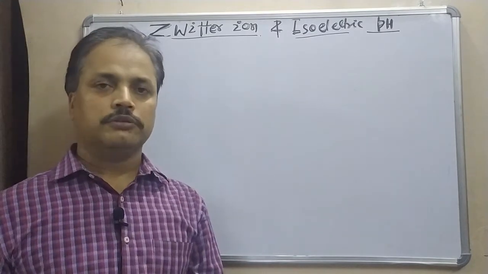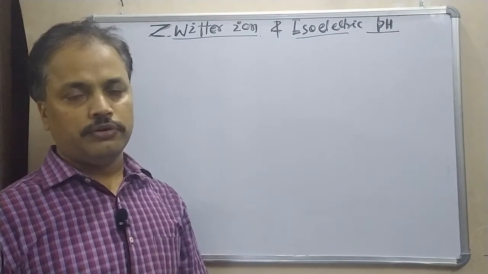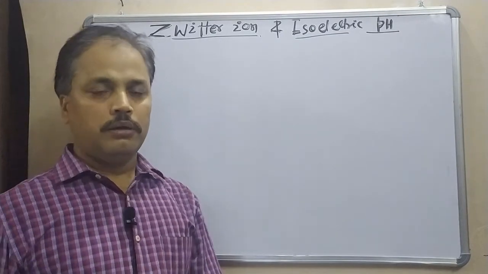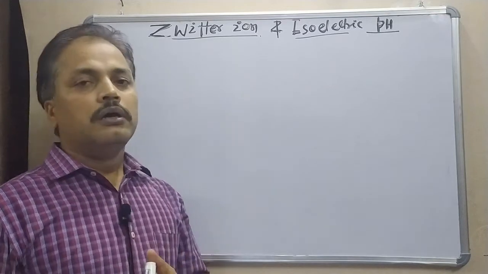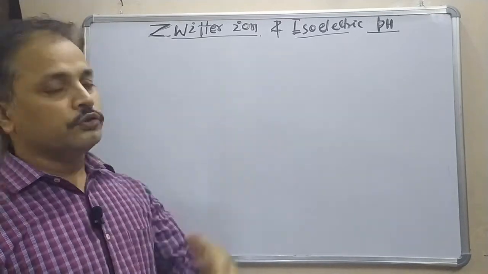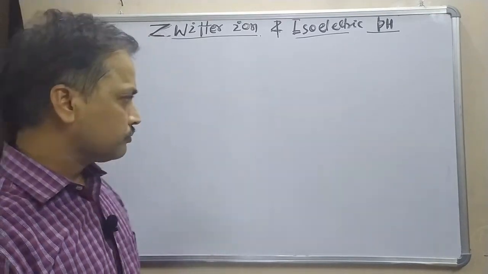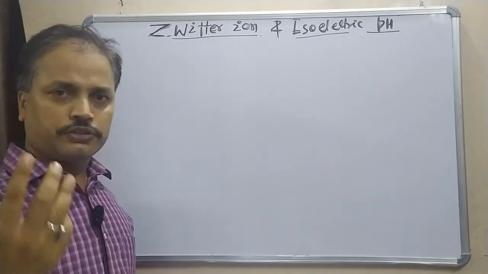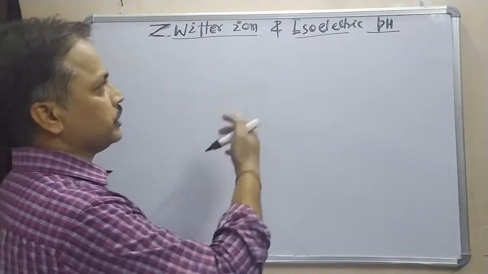Today we are going to see the zwitterion and the isoelectric pH. In our previous lectures we have already discussed the basic introduction to amino acids, and the video is already uploaded on my channel. This is a property of amino acids. First we will see the basic structure of an amino acid, then we will come to the zwitterion and isoelectric pH.